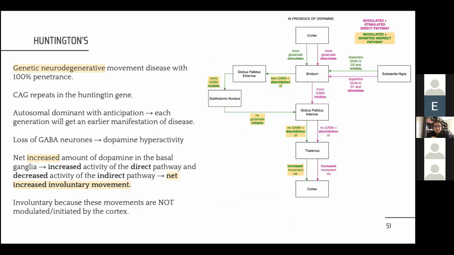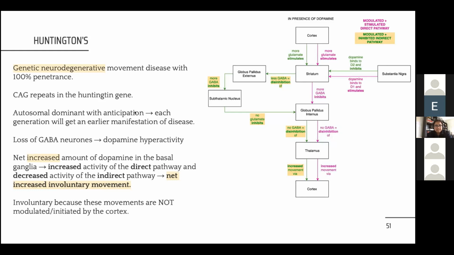Huntington's, and we'll do Parkinson's after this. They're the two diseases that involve the indirect and direct pathways. Huntington's is a genetic neurodegenerative disease because there are repeats in what's called the Huntingtin gene, which is present in everyone, but there are heaps of repeats in the CAG section. It's an autosomal dominant condition.